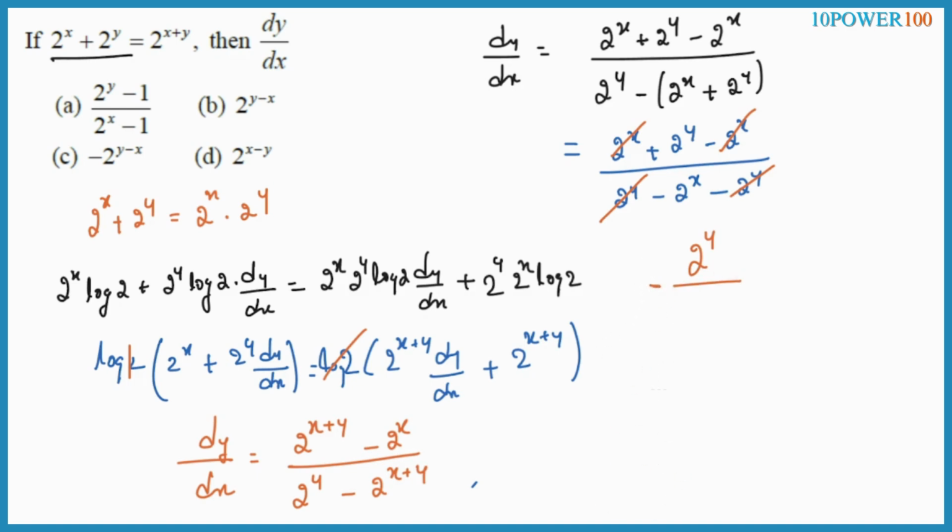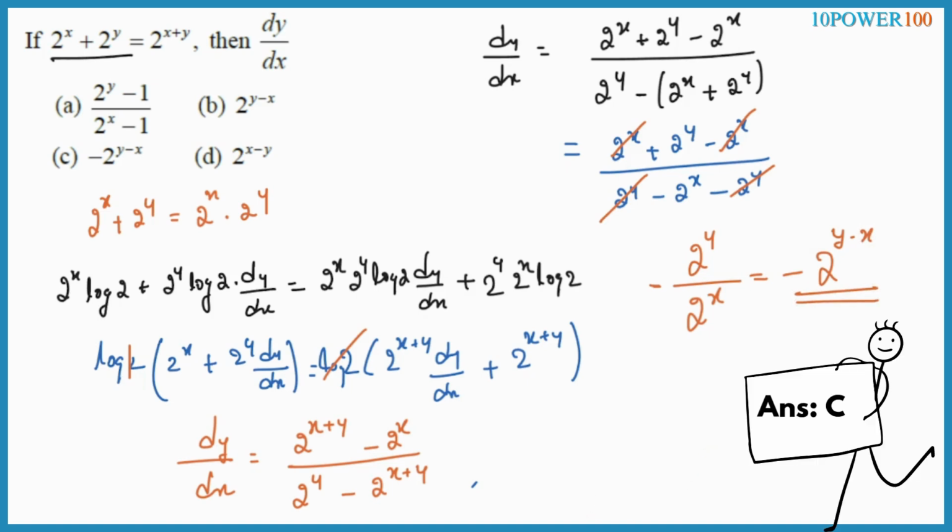So the final answer is minus 2 power y divided by 2 power x. This can be taken as minus of 2 power y minus x. So this is the final answer. Do we have this option? Yes, option C, minus of 2 power y minus x, is the correct answer.